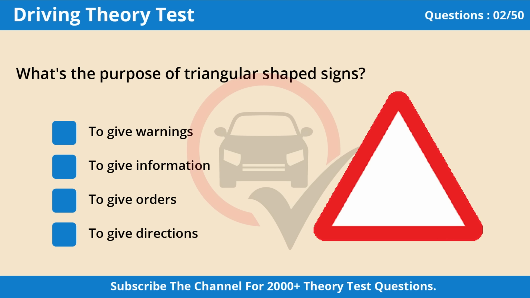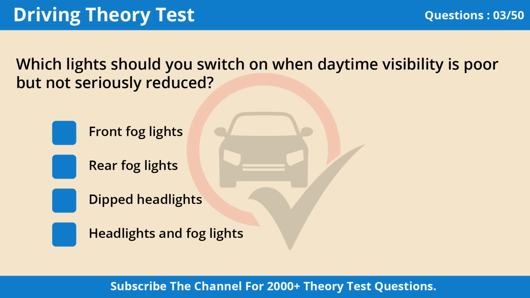Question 2. What's the purpose of triangular-shaped signs? A. To give warnings. B. To give information. C. To give orders. D. To give directions. The answer is A. To give warnings.